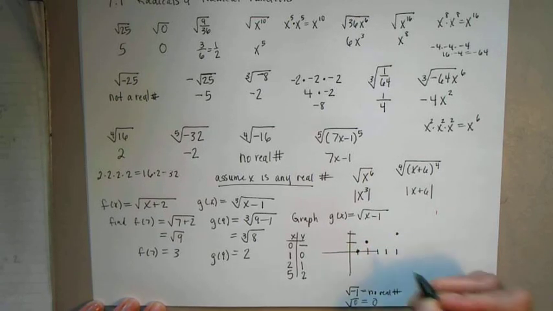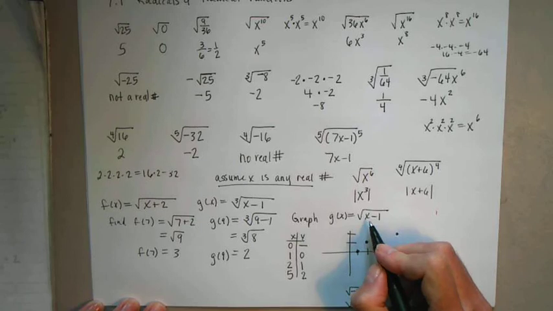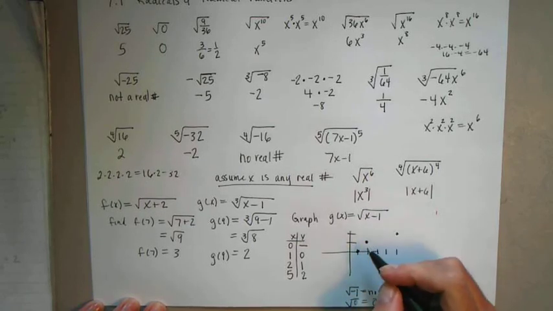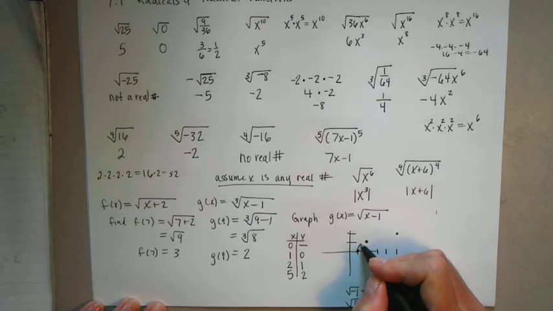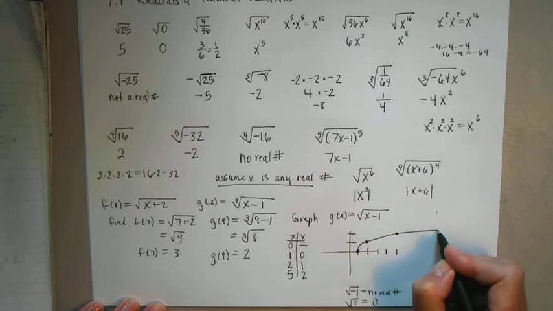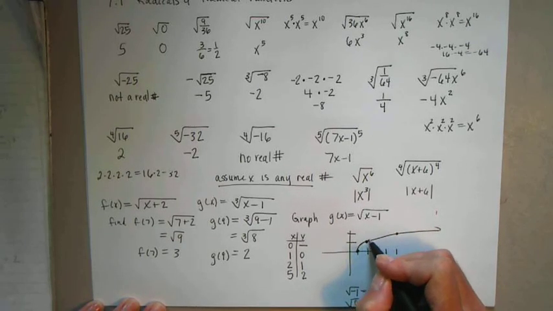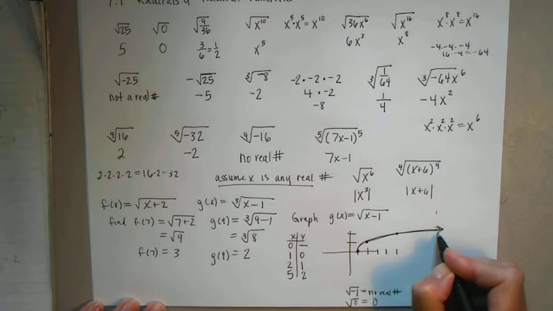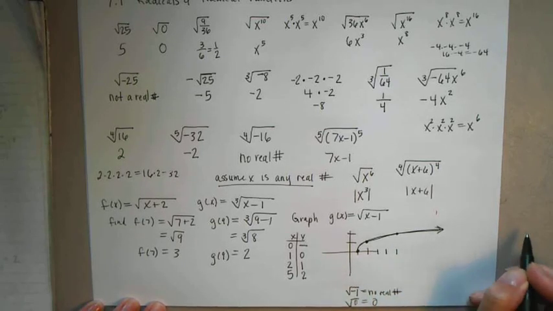Now, you could keep going. You could plug in 10 and get 3 and so on and so forth. But I'm going to show you that the graph of a radical, this is the shape that you're looking at. And it's always this round curve that goes just like that. And it goes forever that way.